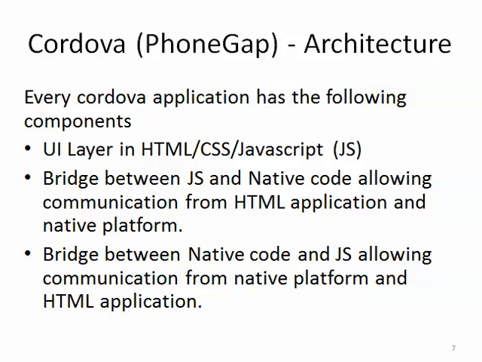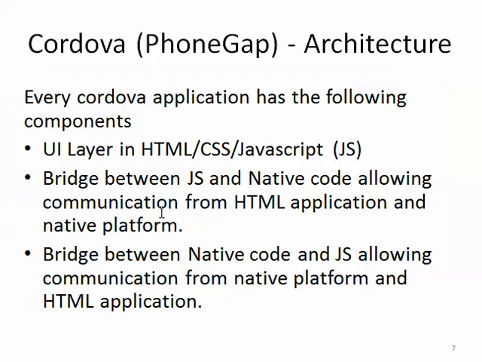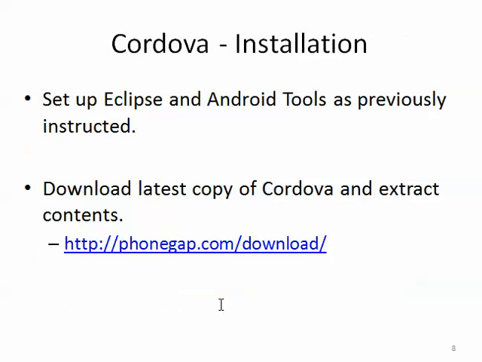So in the Cordova application, we've got the UI, the user interface, in which we're using HTML and JavaScript as we develop, and then there is the bridge between the JavaScript and the native code. That is what communicates from the HTML application to the native platform. The bridge between the native code and the Java application lets communication go back and forth, and that's what we were trying to say here. So we've got an interface, and then we've got the platform.